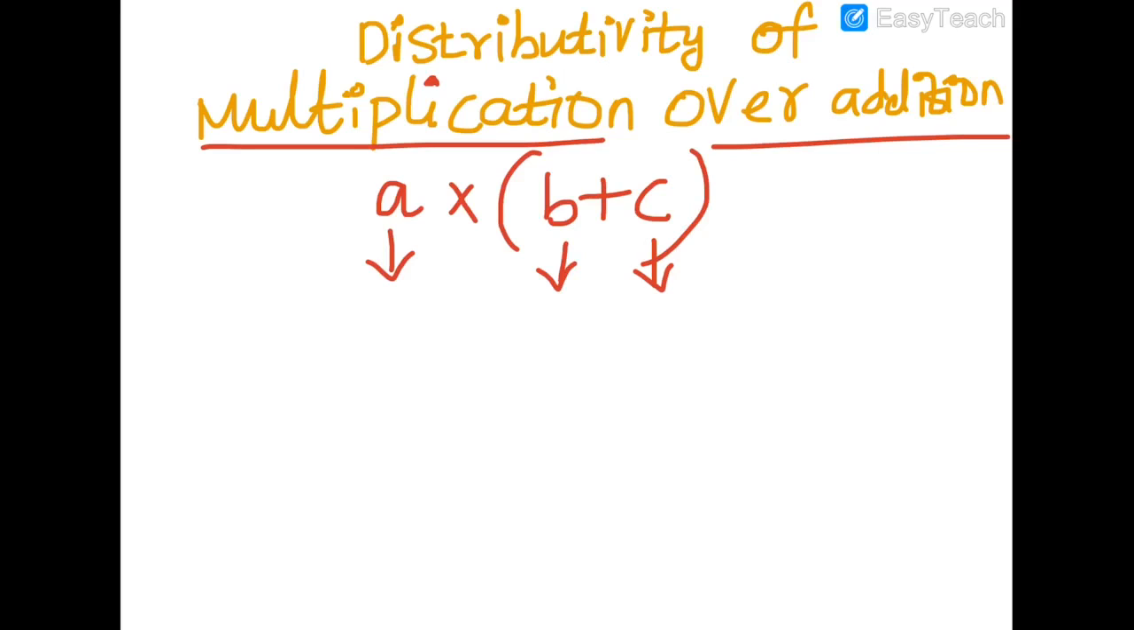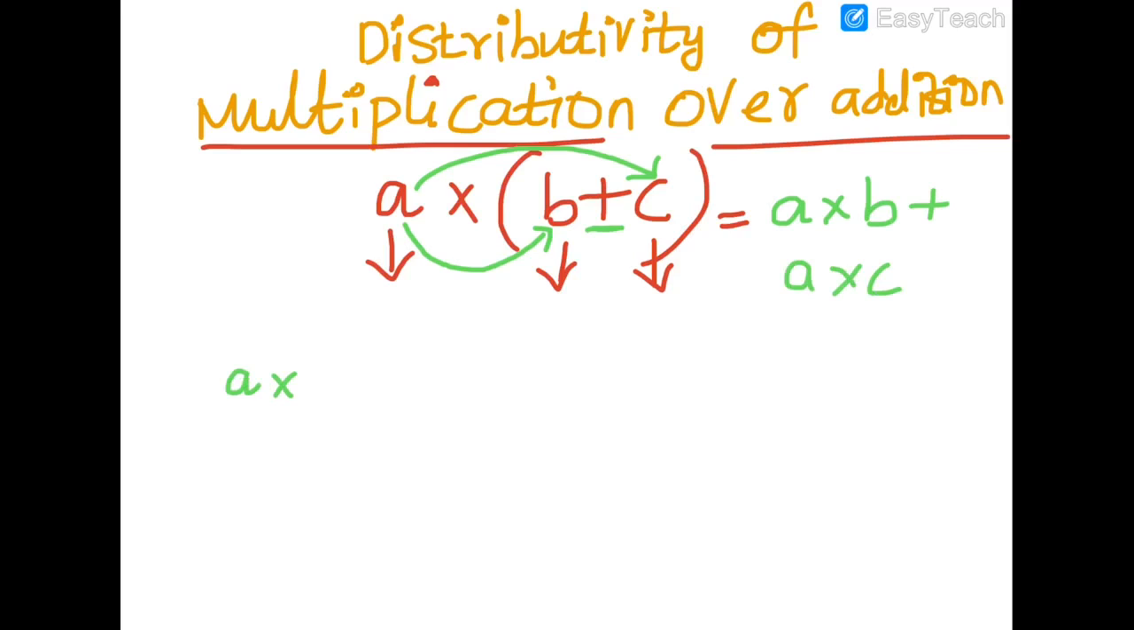So how can A into B plus C be written? First thing we have to notice is that A we have to multiply with B, and then A we have to multiply with C. So A into B, and here what is the symbol? Plus. So plus we have to write, and A multiplied by C. So A into B plus C can be written as A into B plus A into C. This you have to know, students.